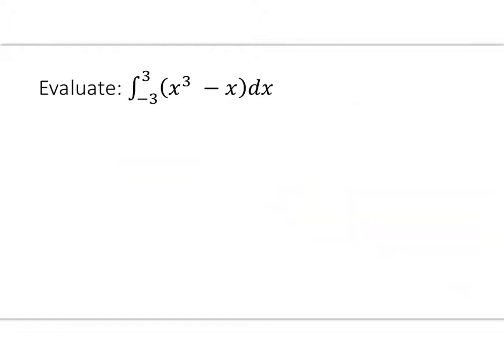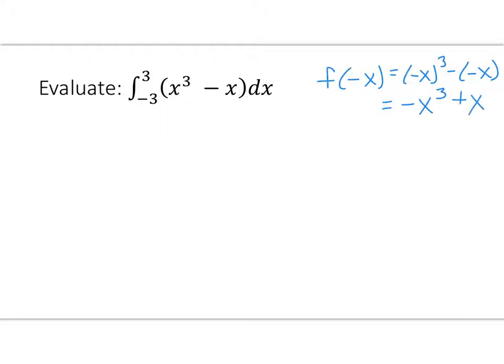All right, so let's try another. So we have evaluate the integral from negative 3 to 3 of x to the third minus x dx. So we have to see if it's even or odd. So I'm going to start off by finding f of negative x. So that's going to be negative x to the third minus a negative x, which would give me negative x to the third plus x.